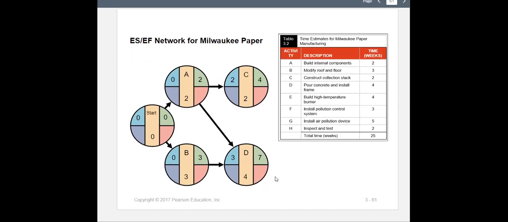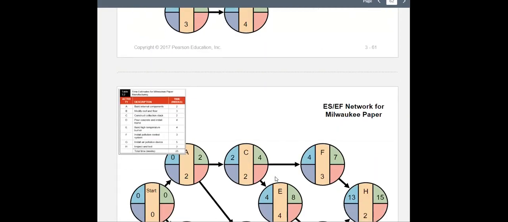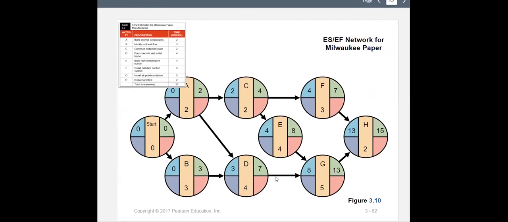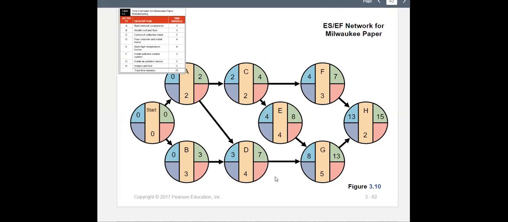Okay, so that's how A, B, C, and D look like. The rest of the process is exactly the same. You just find the earlier task, find out what's the earliest finish, add it to the duration of each task, and calculate them. So if you complete that, you would get this information, this network with these numbers. So you can see all of them are being calculated. I'll give you a minute to check numbers, make sure you understand them.